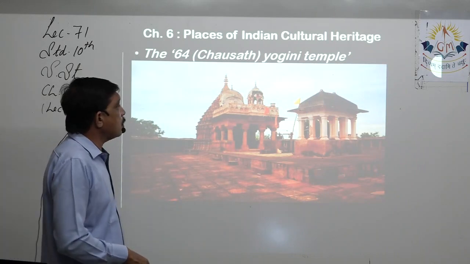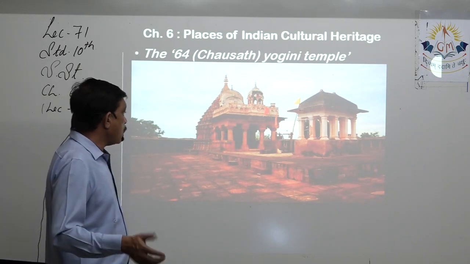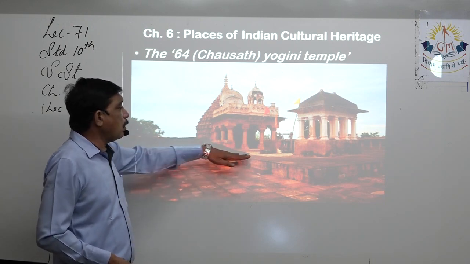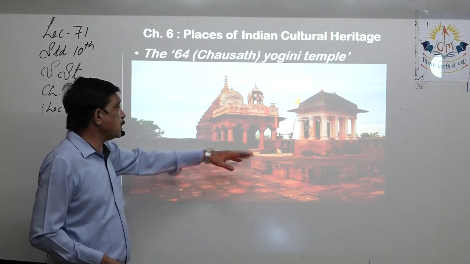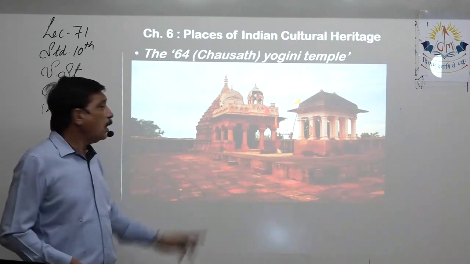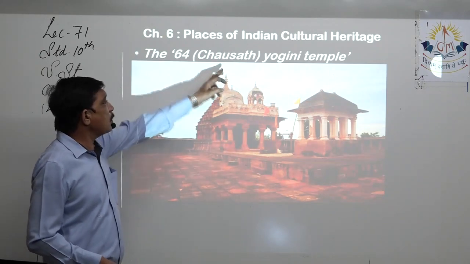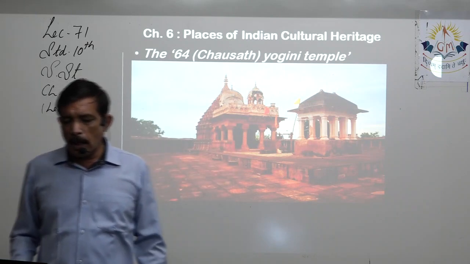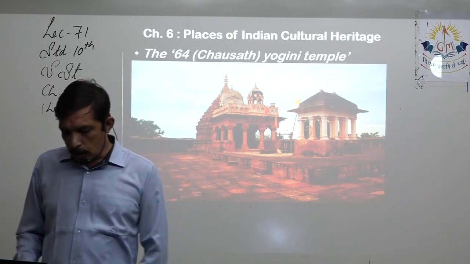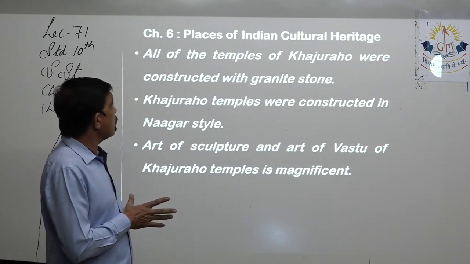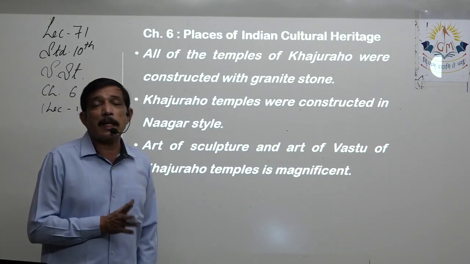This is the Chaussat Yogini temple that we are talking about. Yes, you can see it is made on height, and then even more height is given, the base is given, then the temple is made. Here we can see the Garbhagriha and Viman structure, the whole of that quite beautiful and made in a very exclusive way. All the temples of Khajuraho were constructed with granite stone.